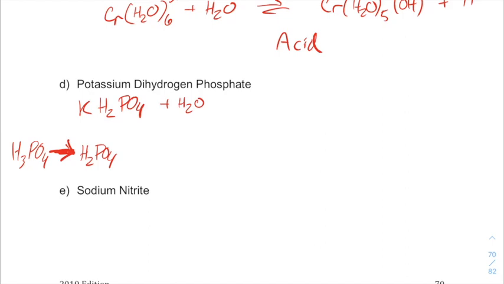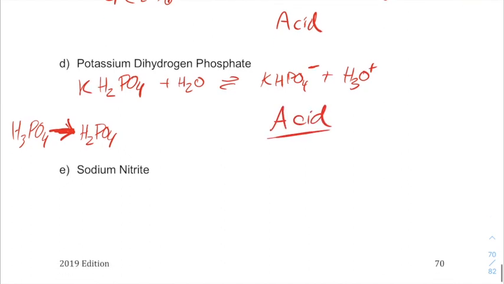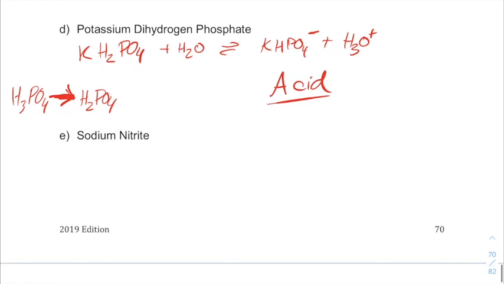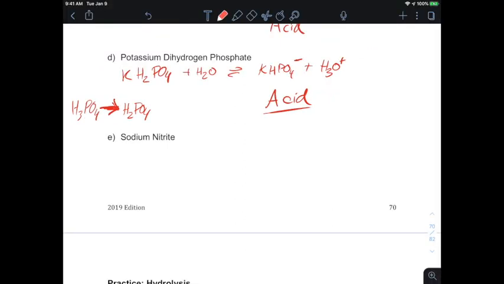So in fact, the H2PO4- is going to have a little bit of an equilibrium, and it's going to be able to donate one of those hydrogens to make HPO4 2- plus H3O+. So in that way, it is an acid. So this dihydrogen phosphate, after the first proton comes off of phosphoric acid, still has another proton that it can lose.